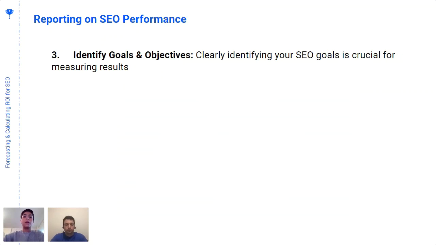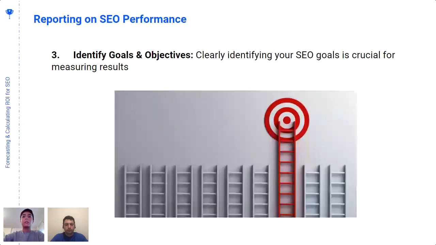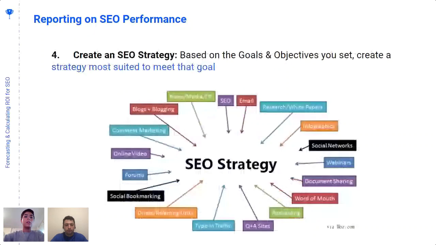And we always want to identify goals and objectives that meet your SEO efforts. So just always clearly identify your goals. That way you can measure them properly when you begin tracking your ROI improvements. And just have an SEO strategy based on the goals and objectives that you've set. That'll help you create a strategy that's most suited for your business goals.